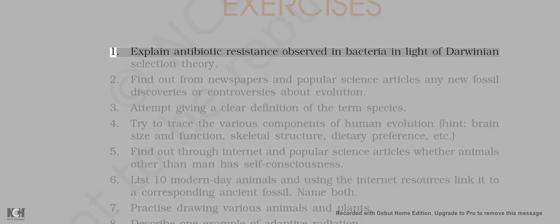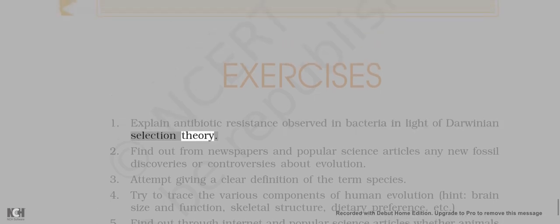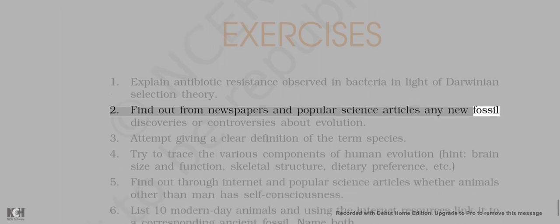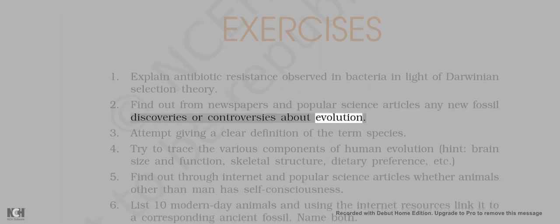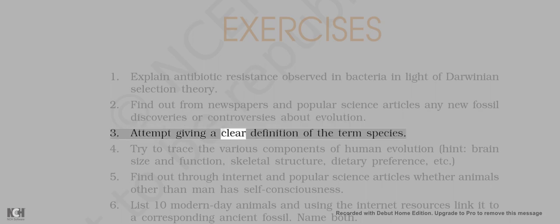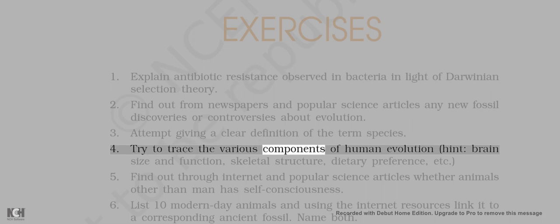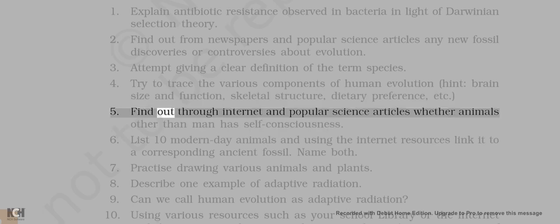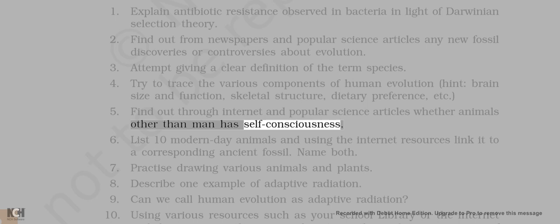Exercises. 1. Explain antibiotic resistance observed in bacteria in light of Darwinian selection theory. 2. Find out from newspapers and popular science articles any new fossil discoveries or controversies about evolution. 3. Attempt giving a clear definition of the term species. 4. Try to trace the various components of human evolution, hint: brain size and function, skeletal structure, dietary preference, etc. 5. Find out through internet and popular science articles whether animals other than man have self-consciousness.